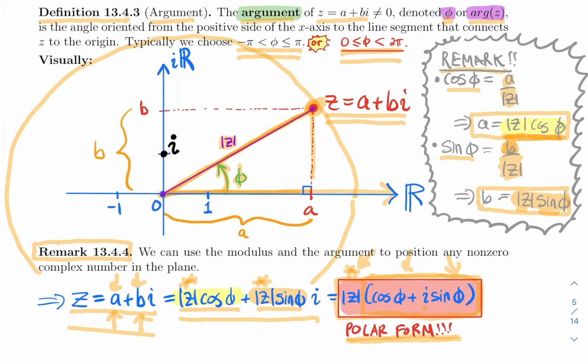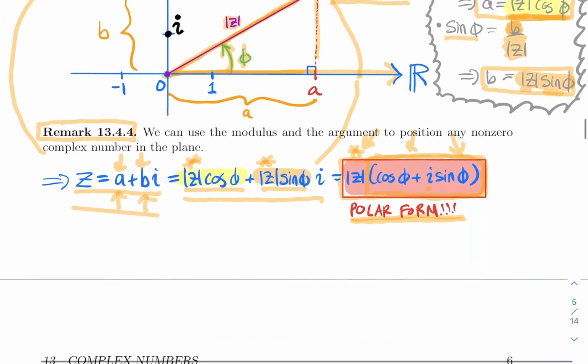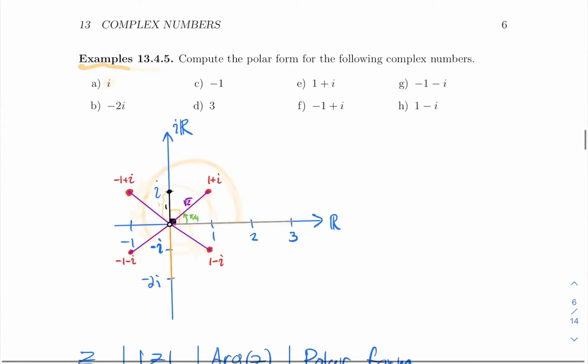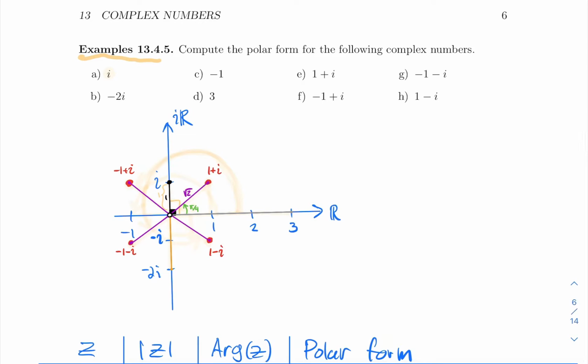Let's do some examples to illustrate this concept more clearly. We want to compute the polar form of some complex numbers. The first one we have here is the complex number i. So what is the polar form of i?